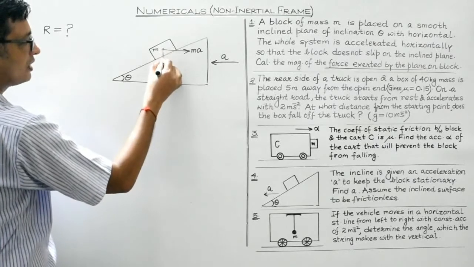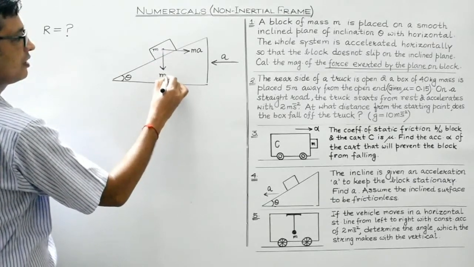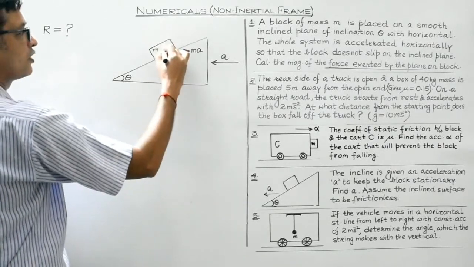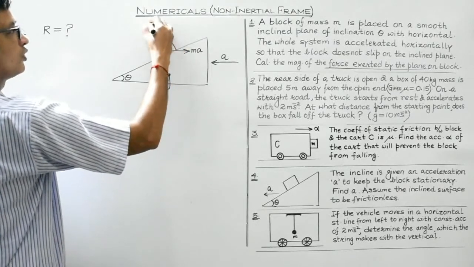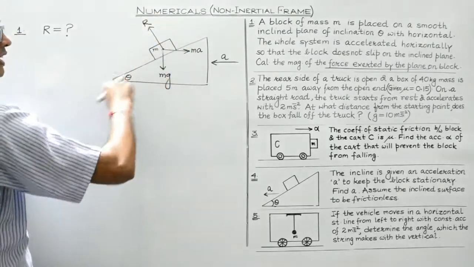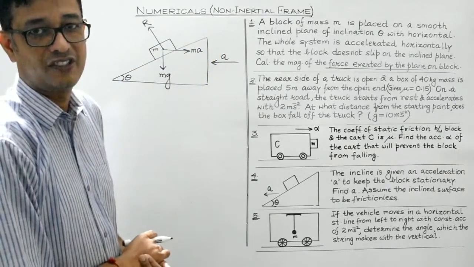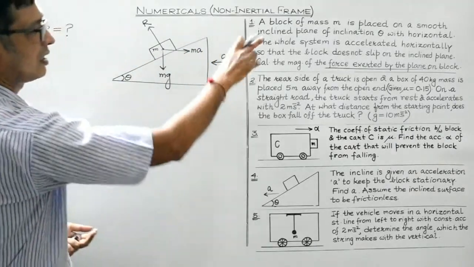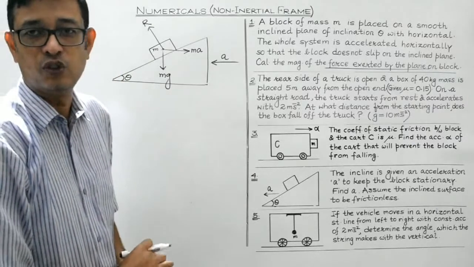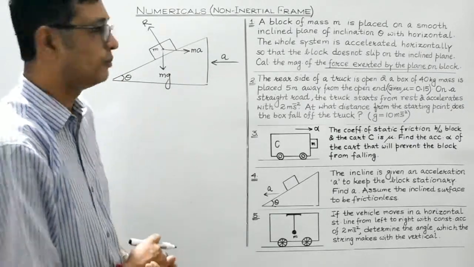What are the other forces acting over here? Weight, mg, which will act in the downward direction. The reaction force, which is to be found. This always acts normal, that is perpendicular to the surface over which the body is placed, right? And it's given to be a smooth surface, so the force of friction is negligible.